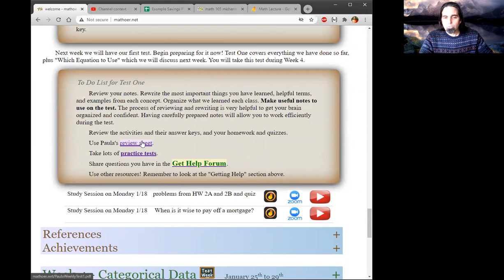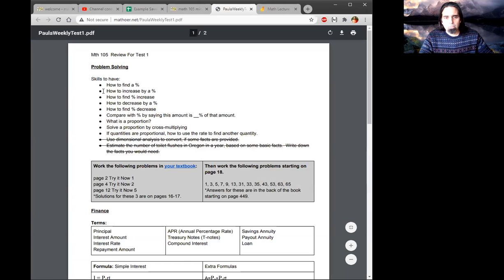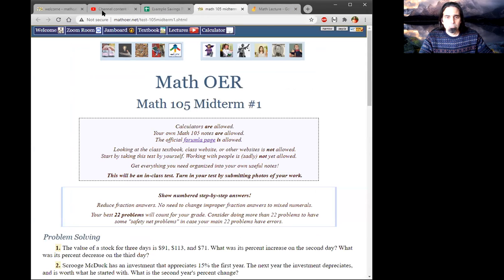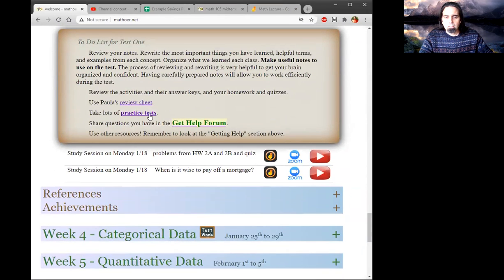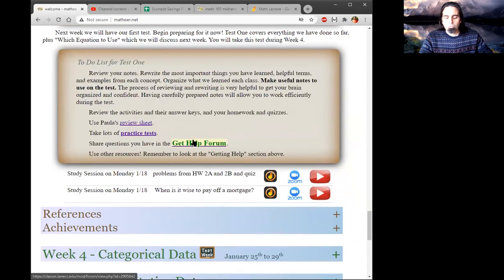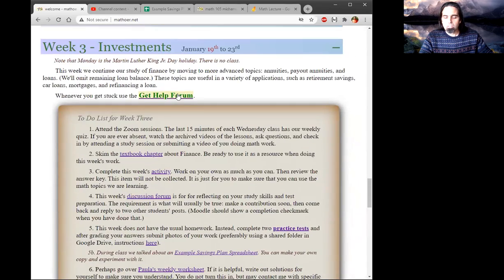Paula provided a review sheet, which, like everything from last term, may be helpful to you, might not. It provides at the top things you should be able to do. So even if you don't like the rest of it, this is a great thing. Can you do these things? Take lots of practice tests. Another link here, just in case you missed it, up above. And the Get Help forum, again, just in case you missed it, up above.